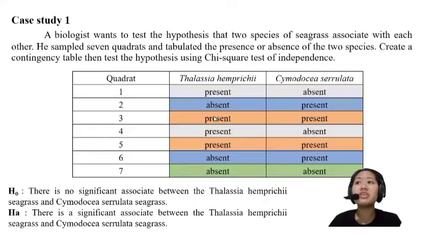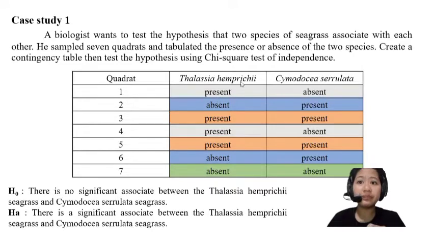So we have here the case study 1. A biologist wants to test the hypothesis that two species of seagrass associate with each other. So he sampled 7 quadrants and tabulated the presence or absence of the two species. Here we must create a contingency table to understand the scenario and test the hypothesis using chi-square test of independence.